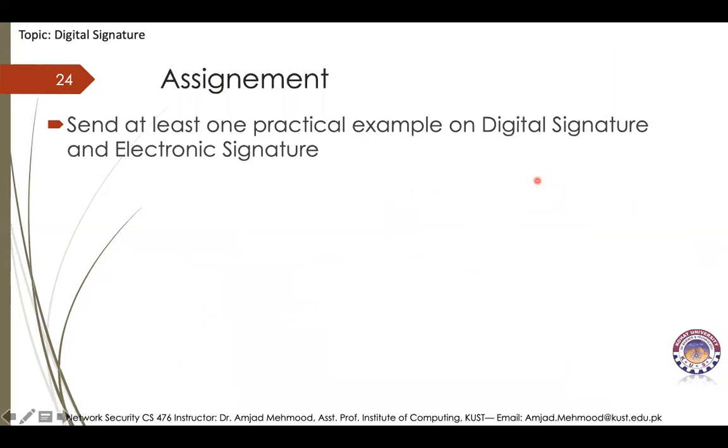With that, this is the assignment. Send at least one practical example of a digital signature and an electronic signature. You have to explain the difference between these two, whether they are the same, digital signature and electronic signature, and then send a practical example of each via KCMS.